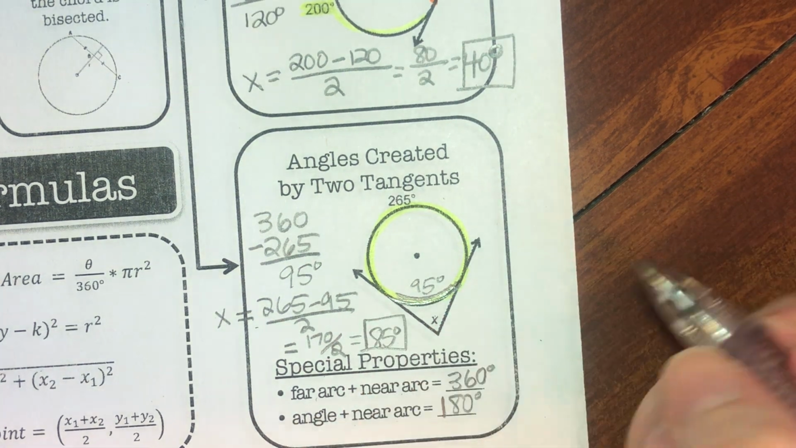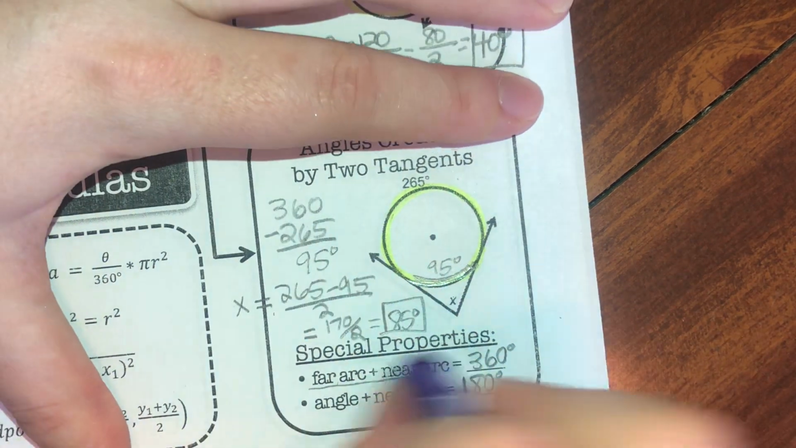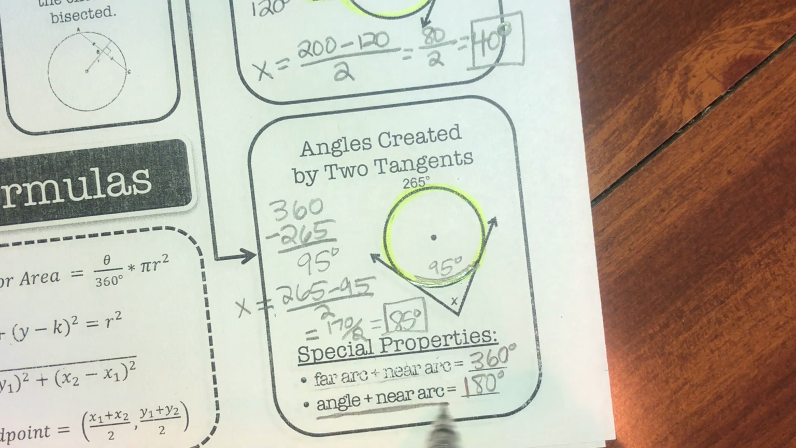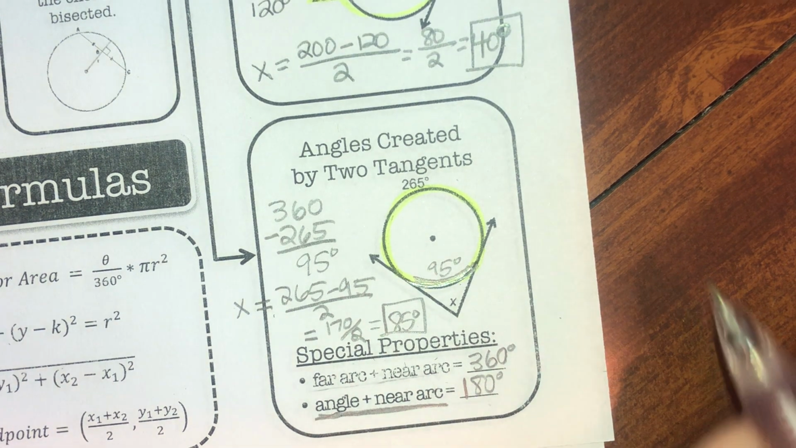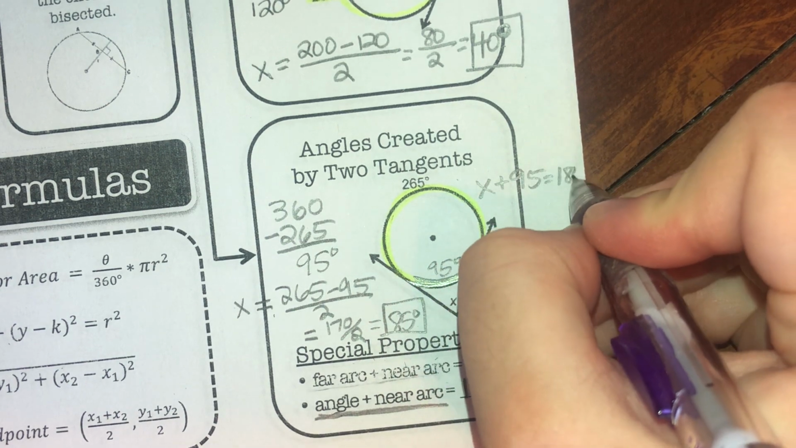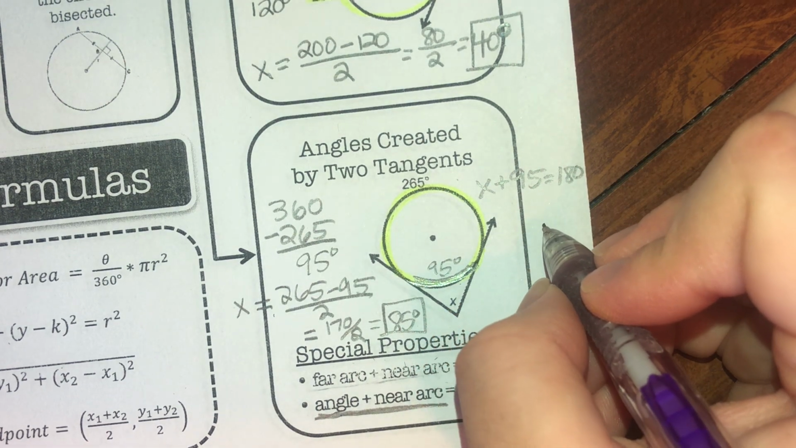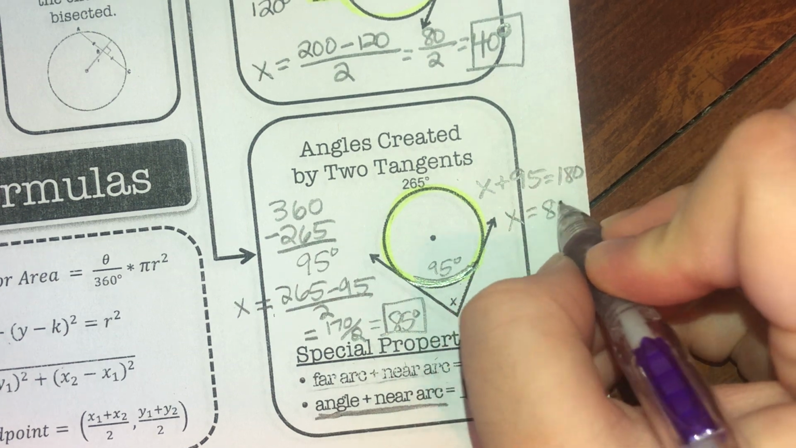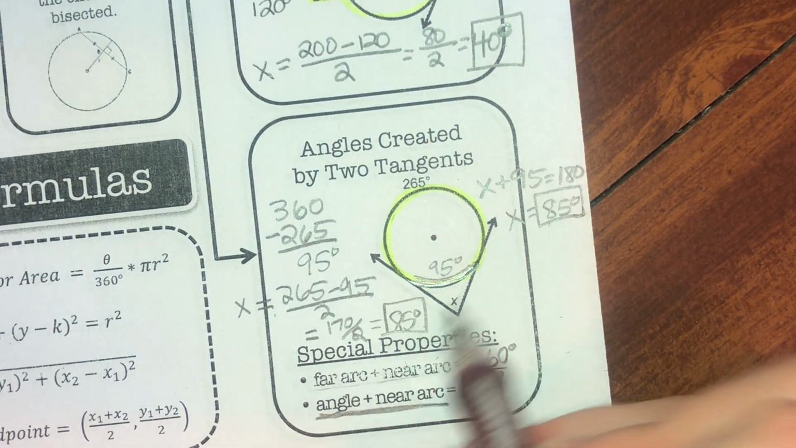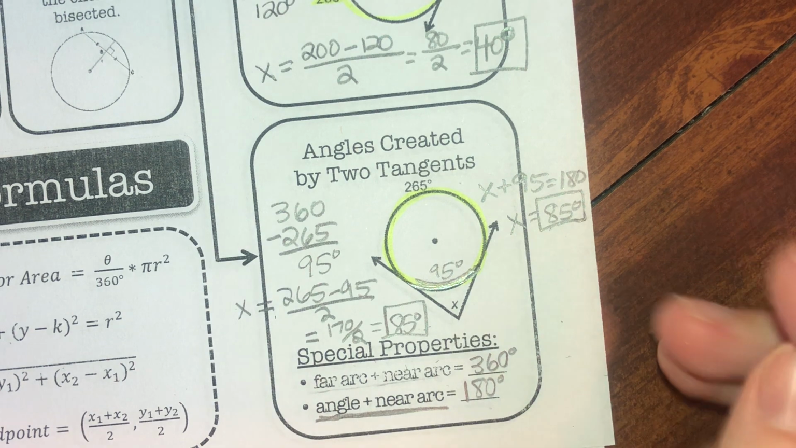So that's one way to solve the problem, and it doesn't really use that first property, far plus near. It really uses the formula up there. But we also talked about this second property, that the angle plus the near arc equals 180. So you could also set up and solve X plus 95 equals 180. That one's a little simpler to work out, and that would leave us with 85 degrees. Notice we got the same answer either way that we did it, so it's up to you, whichever method you like better.